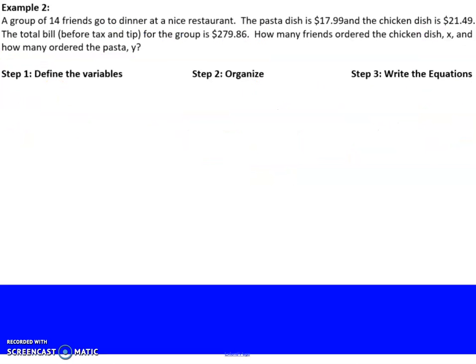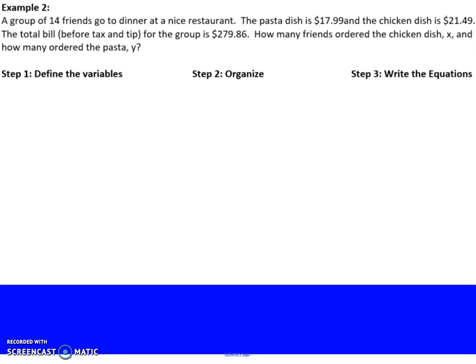All right, let's do it again. A group of 14 friends goes to dinner at a nice restaurant. The pasta dish is $17.99 and the chicken dish is $21.49. The total bill before tax and tip for the group is $279.86. How many friends ordered the chicken dish, X, and how many ordered pasta, Y?